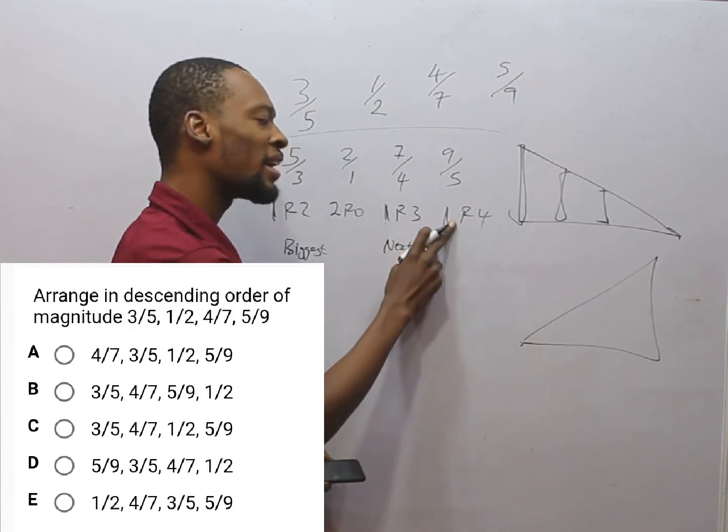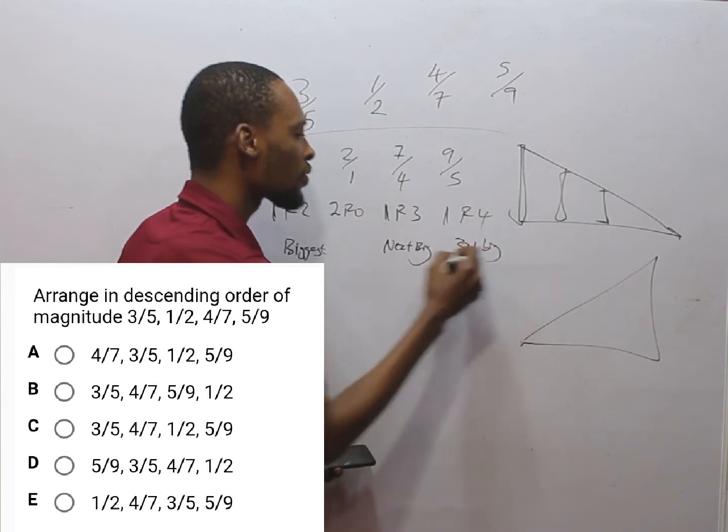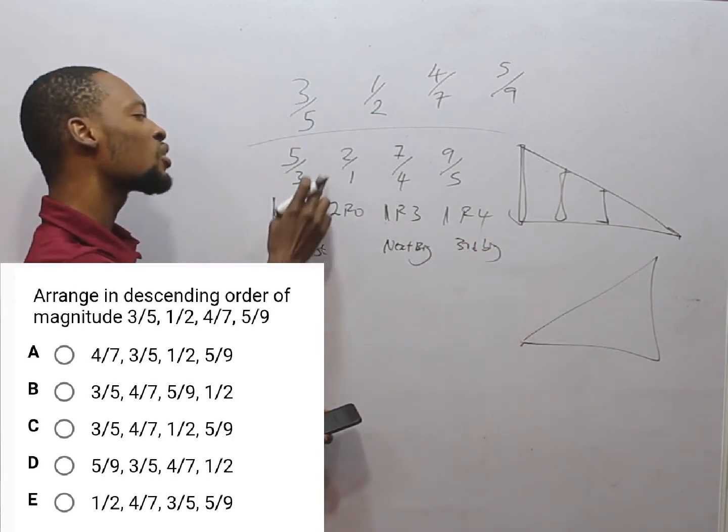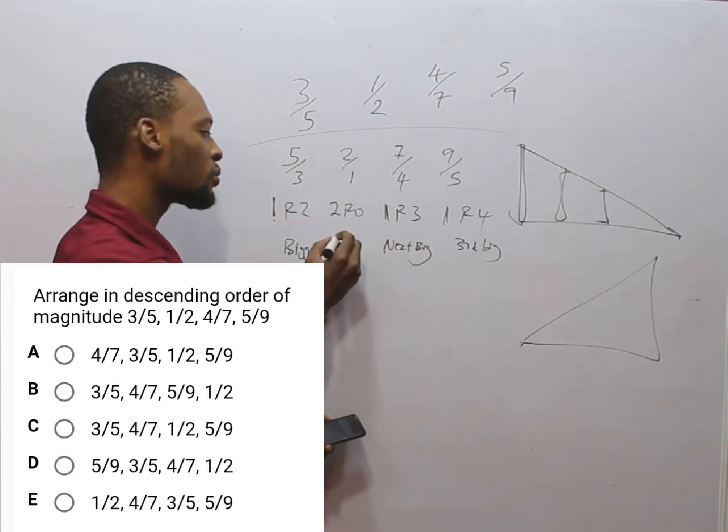This is one whole number. What is the remainder? 4. This is the third biggest. Now, this one is 2. 2 is already bigger than 1, 1, 1. That's why we didn't consider it. So this is the smallest.